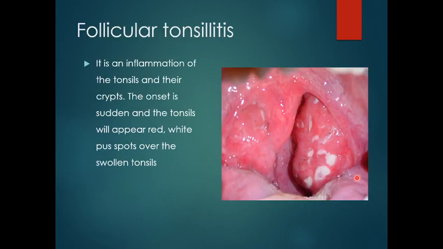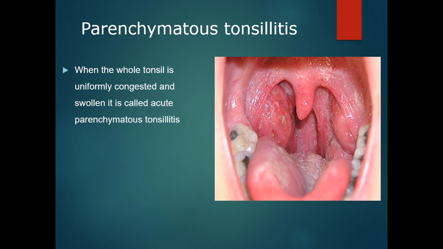This is a slide showing the follicular tonsillitis. It is an inflammation of the tonsil and their crypts. The onset is sudden and tonsil will appear red, with white pus spots over the swollen tonsil. These are the pus spots. Then parenchymatous tonsillitis. When the whole tonsil is uniformly congested and swollen, it is called acute parenchymatous tonsillitis. This is the inflamed tonsil.